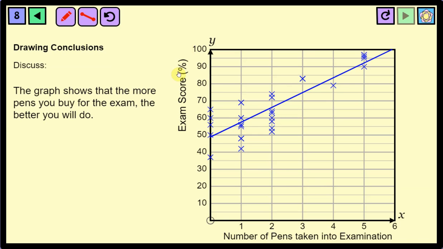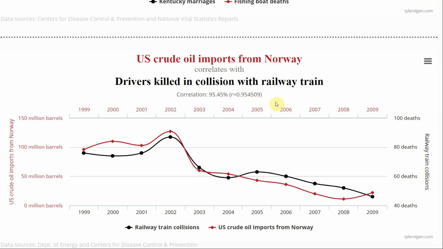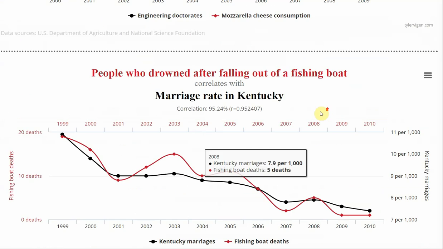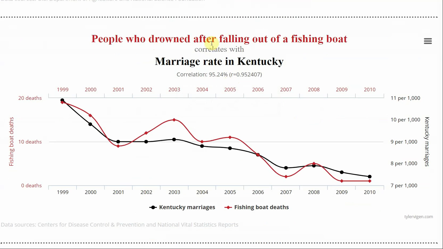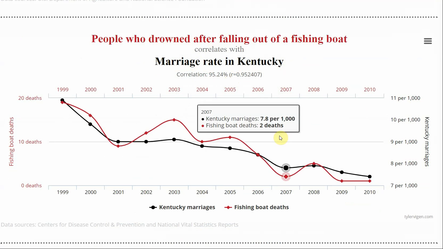So just because the data seems like it links up, it probably isn't always going to be. And there's so many more external factors going on. I mean, there's a million external factors that are making people getting married in Kentucky in America, and then people falling off a fishing boat.